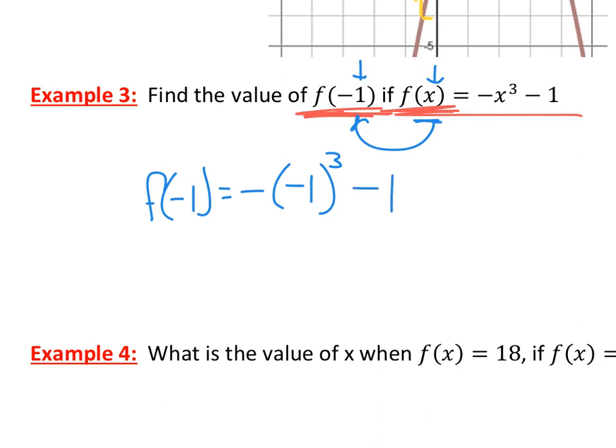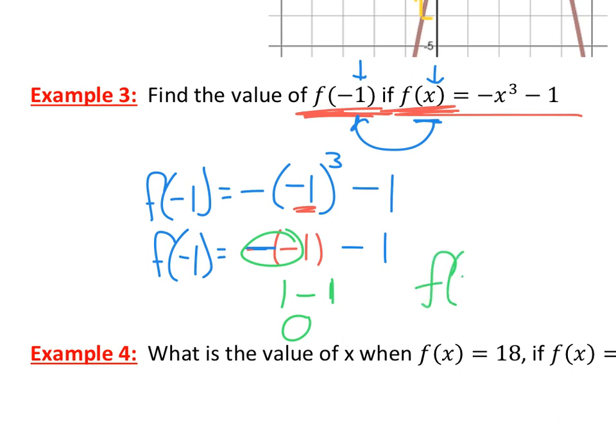And now I'm just going to go through and simplify. -1 to the third is still -1. We carry everything else down. This double negative right here will make a positive. So it's going to be 1 minus 1 that comes down. And 1 minus 1 is 0. So f of -1 is 0. That's not a very good 0. There we go.